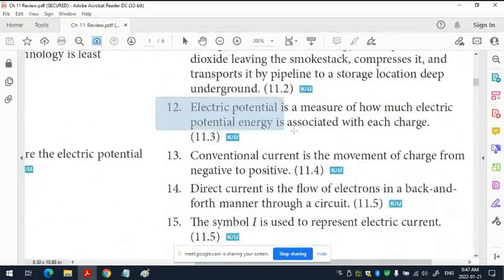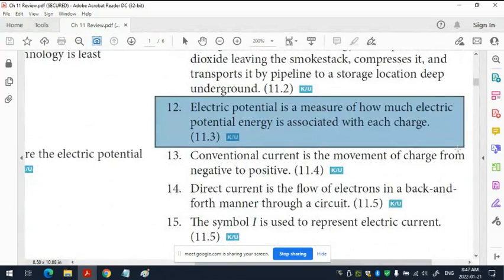Is this statement true or false? Electric potential is a measure of how much electric potential energy is associated with each charge. Why is it false? How would you correct this statement?